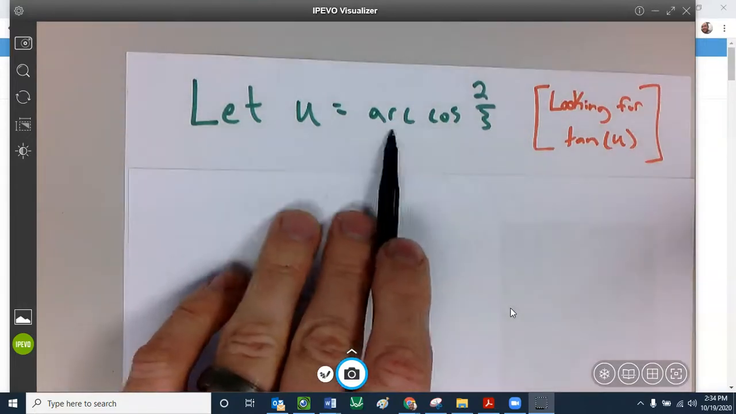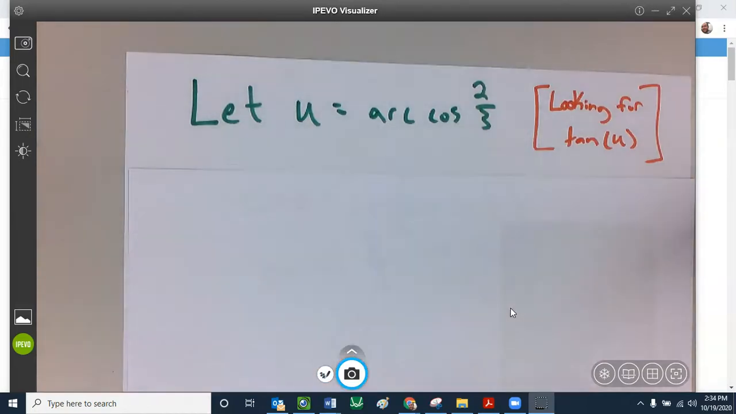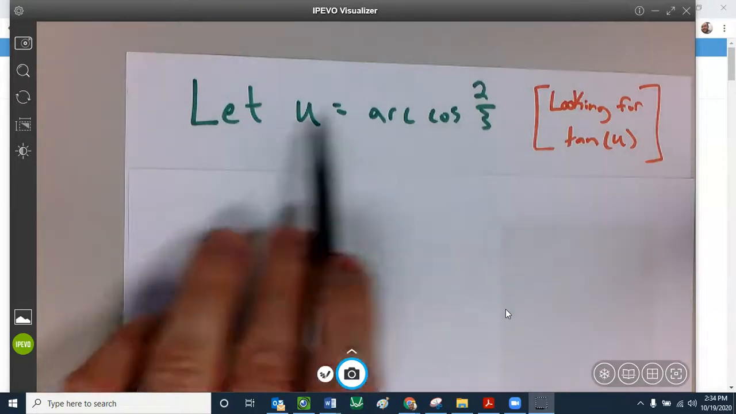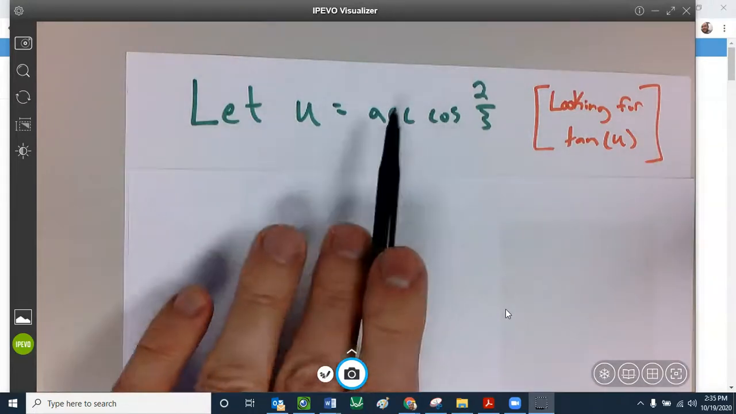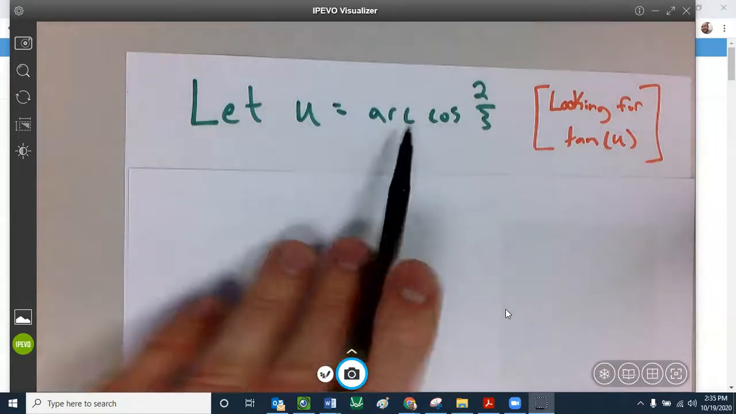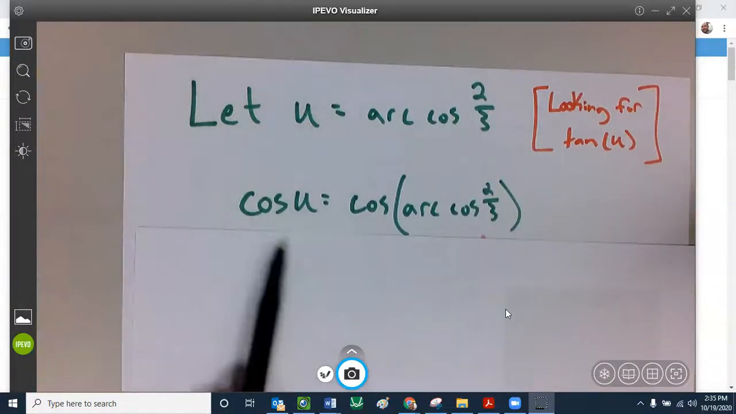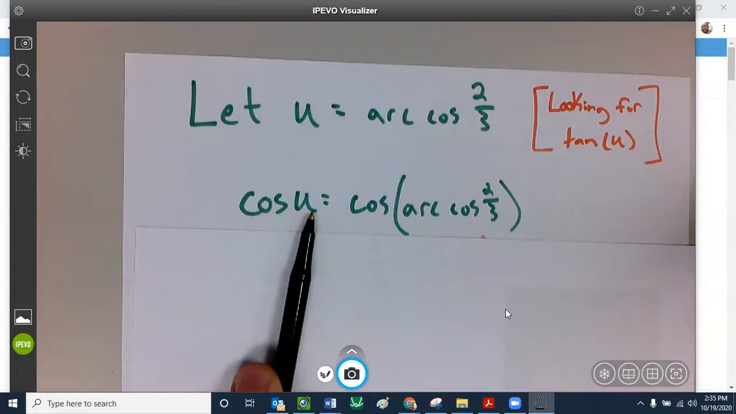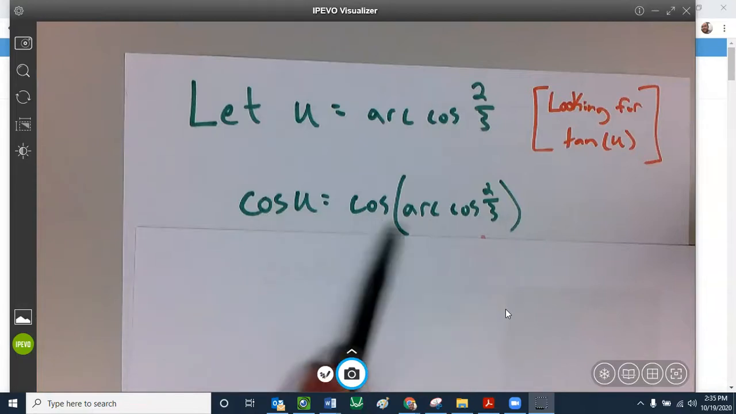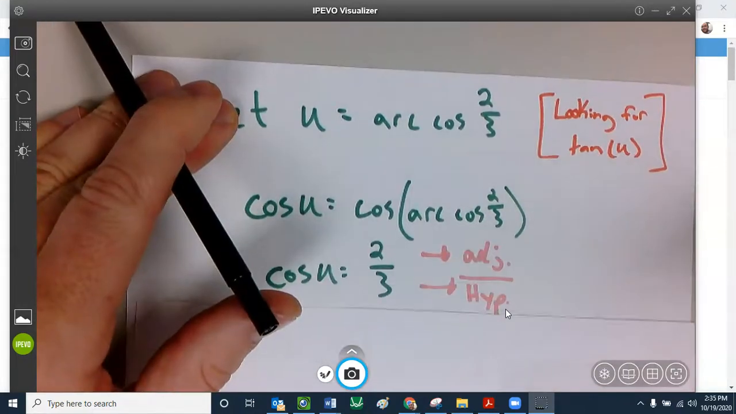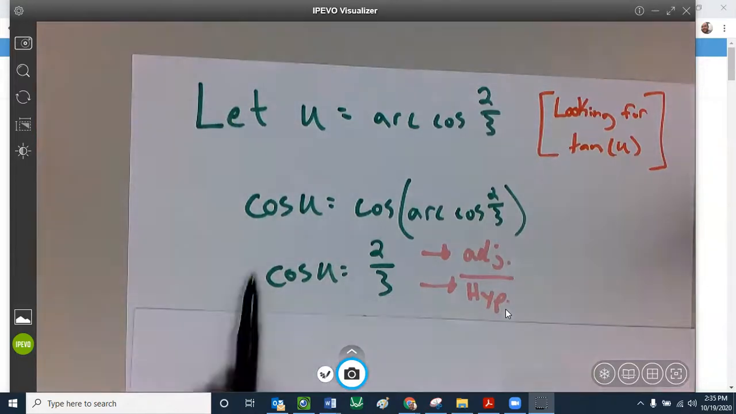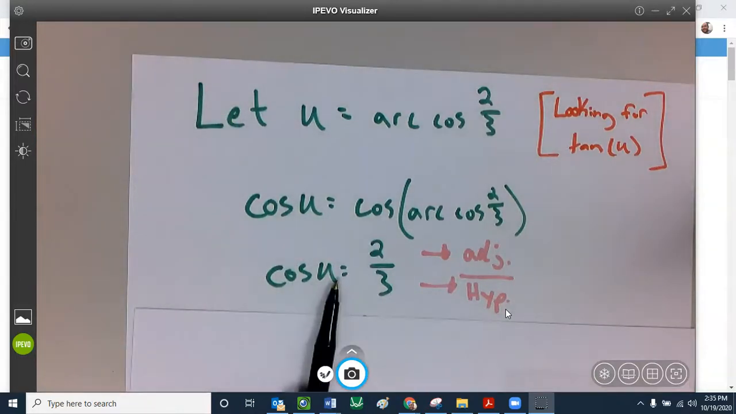If I took the cosine of both sides right now, just like you could add 2 to both sides, or you could divide by 7 on both sides, I'm going to take the cosine of both sides, and the cosine and arc cosine undo each other. That's what we just talked about in that first note. So I'm taking the cosine of both sides, the cosine of u is now the cosine of arc cosine, but those cancel each other out. And I'm left with this kind of phrase. The cosine of that angle we were talking about, u, is 2/3.